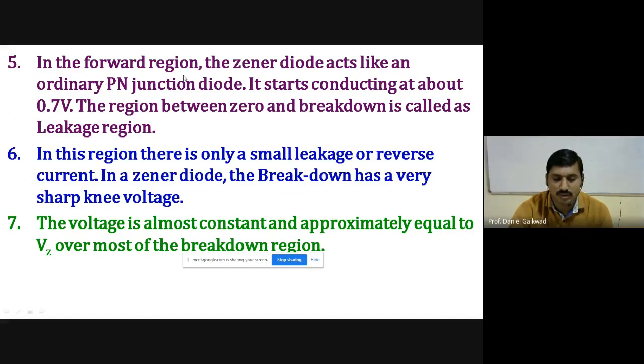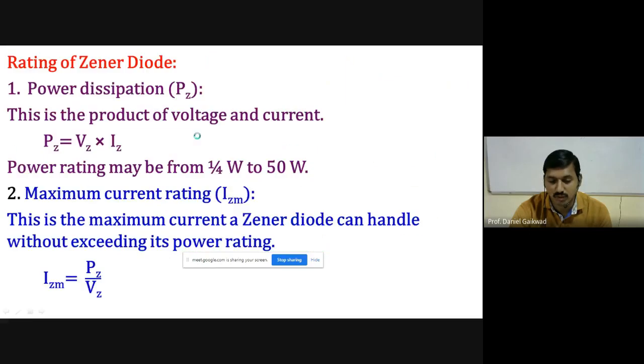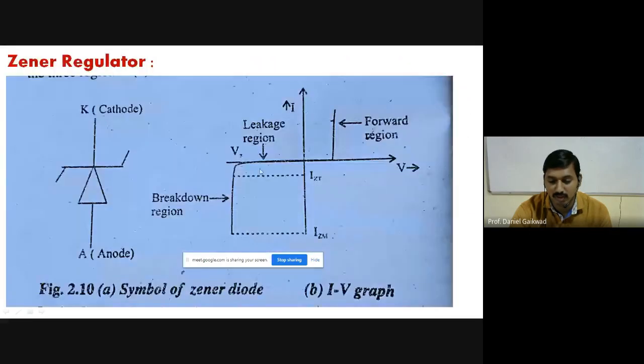In the forward region, the Zener diode acts like an ordinary diode. So already we have discussed in forward bias, it is like the ordinary PN junction diode. It starts conducting at about 0.7 volt for a silicon diode, and the region between 0 and breakdown is called the leakage region. We have already checked the diagram here. So this will be the leakage region, where a small current will flow.